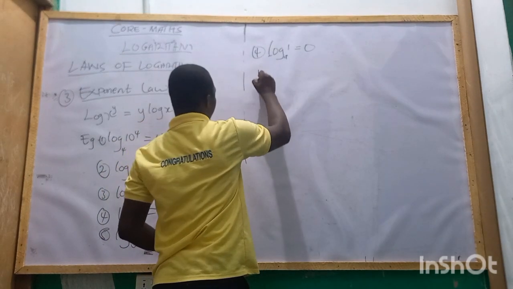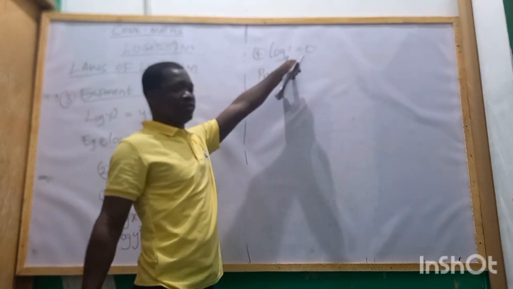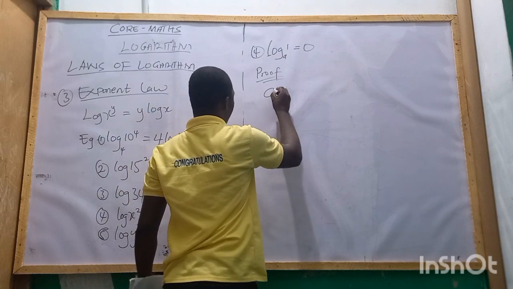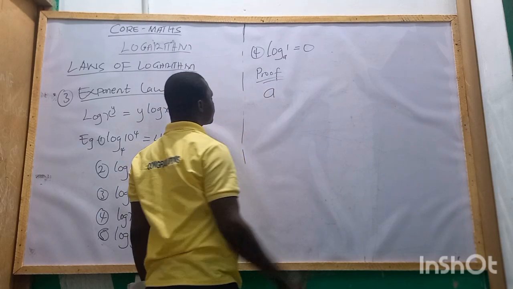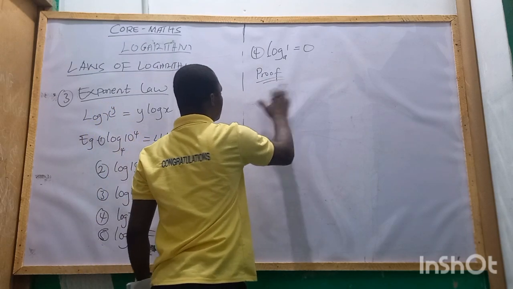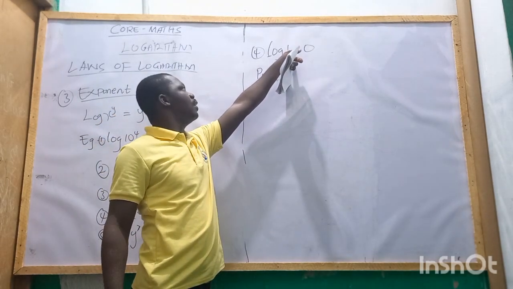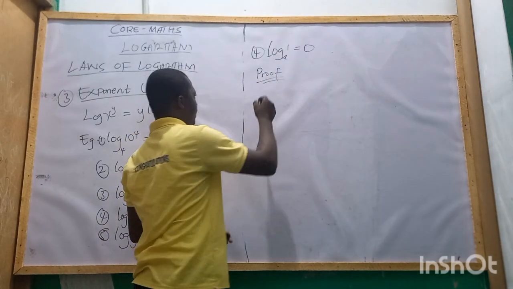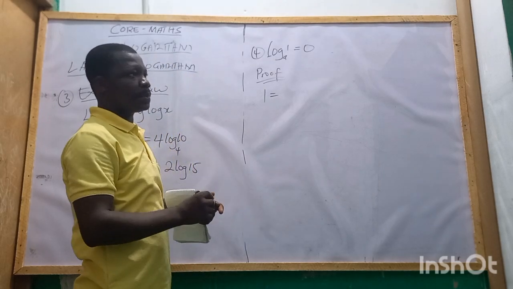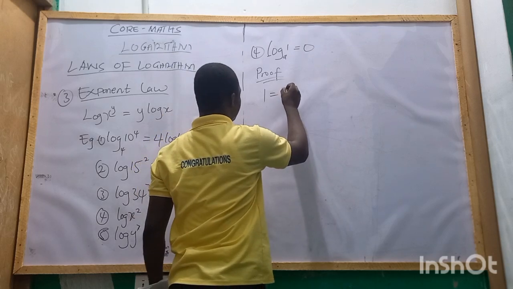So proof. So this is our base. If you want to write it in indices, this is our base. So it will come here. So A. The number in front of the log will come to the left hand side, so 1 equal to, this is our base, we write it here, A.